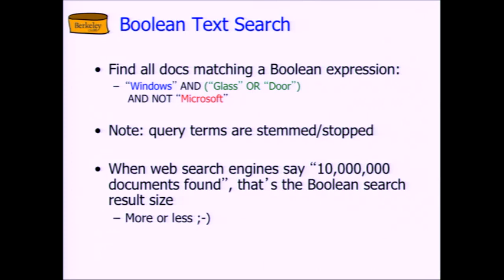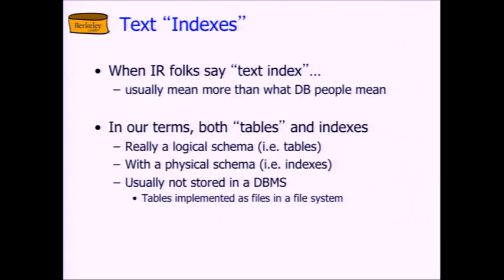So how do you implement Boolean search? It's actually pretty straightforward from what we've got in this class. Before we do that, though, let's cover a little terminology. When an information retrieval or web search person talks about the index, when someone at Google talks about the index, they don't mean like there's a B tree over at Google. They mean something a little bit bigger than that.